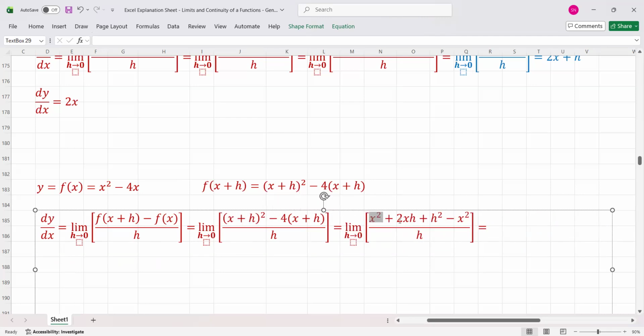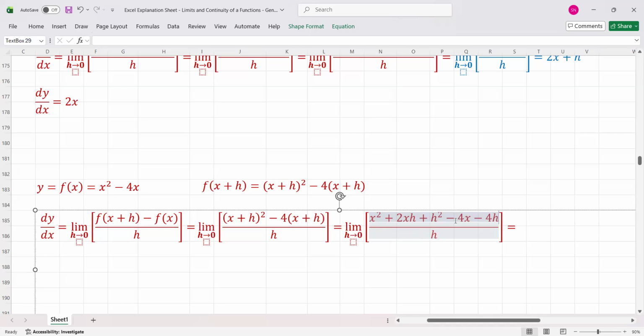Now, when we expand this, it's going to give us exactly what we got here: x squared plus 2xh plus h squared. And when we expand this one, what do we get? That should give us 4x. So minus 4x minus 4h. I hope I'm right. Minus 4x minus 4h.